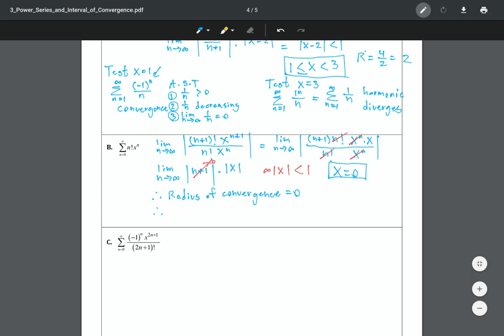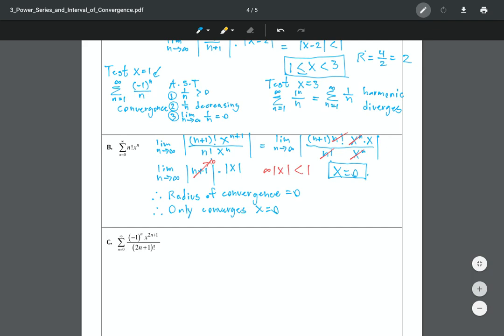And I guess your interval of convergence would be right there, which is nothing. So it only converges. Let me write that just to make sure we're on the same page. It only converges when x is equal to 0 in this case. All right, let's go ahead and move on to C.